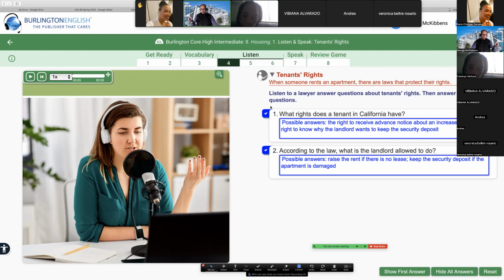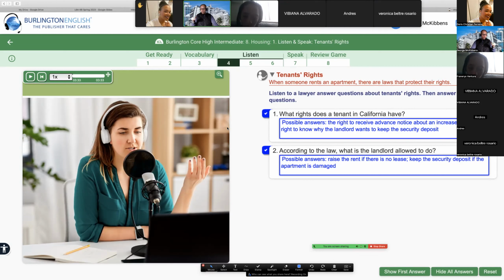And in this situation, who could tell me, did the tenant have a lease? Did the tenant sign a contract? Did the tenant have a lease? No. No, so there was no lease. But these are the tenant's rights.